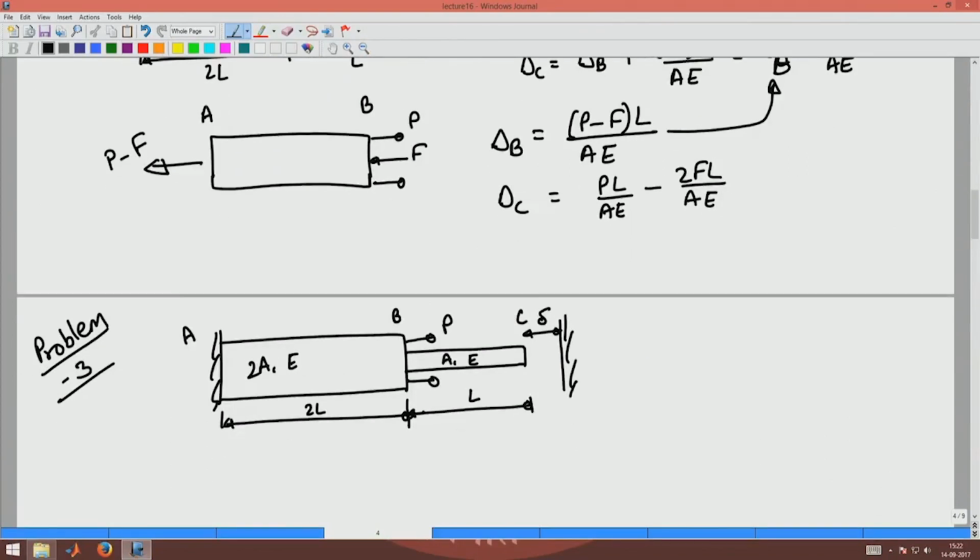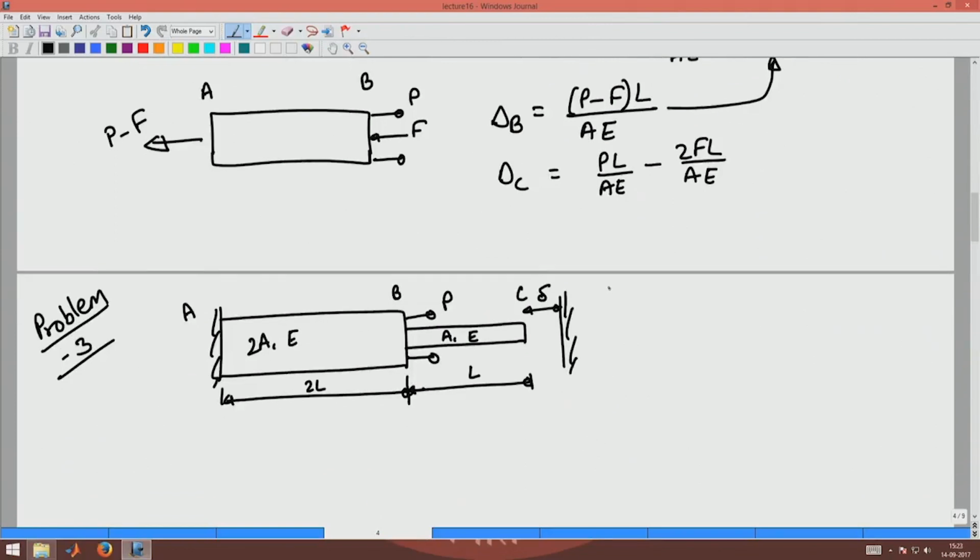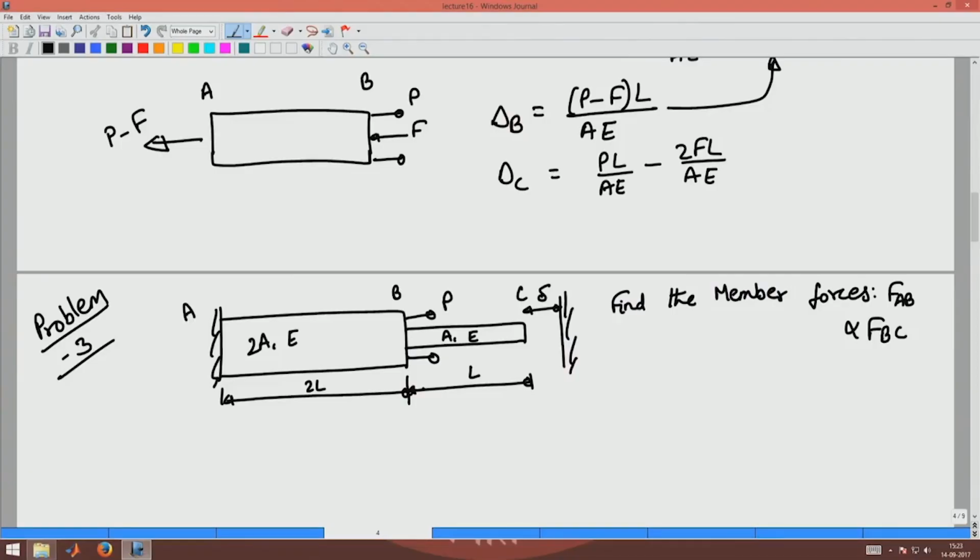Now, I want to find the member forces, forces FAB and FBC. Now, there are various ways by which you can solve this problem. Clearly, there are two cases. The first case is before the gap closes and after the gap closes. The simplest way of solving this problem is the following procedure.